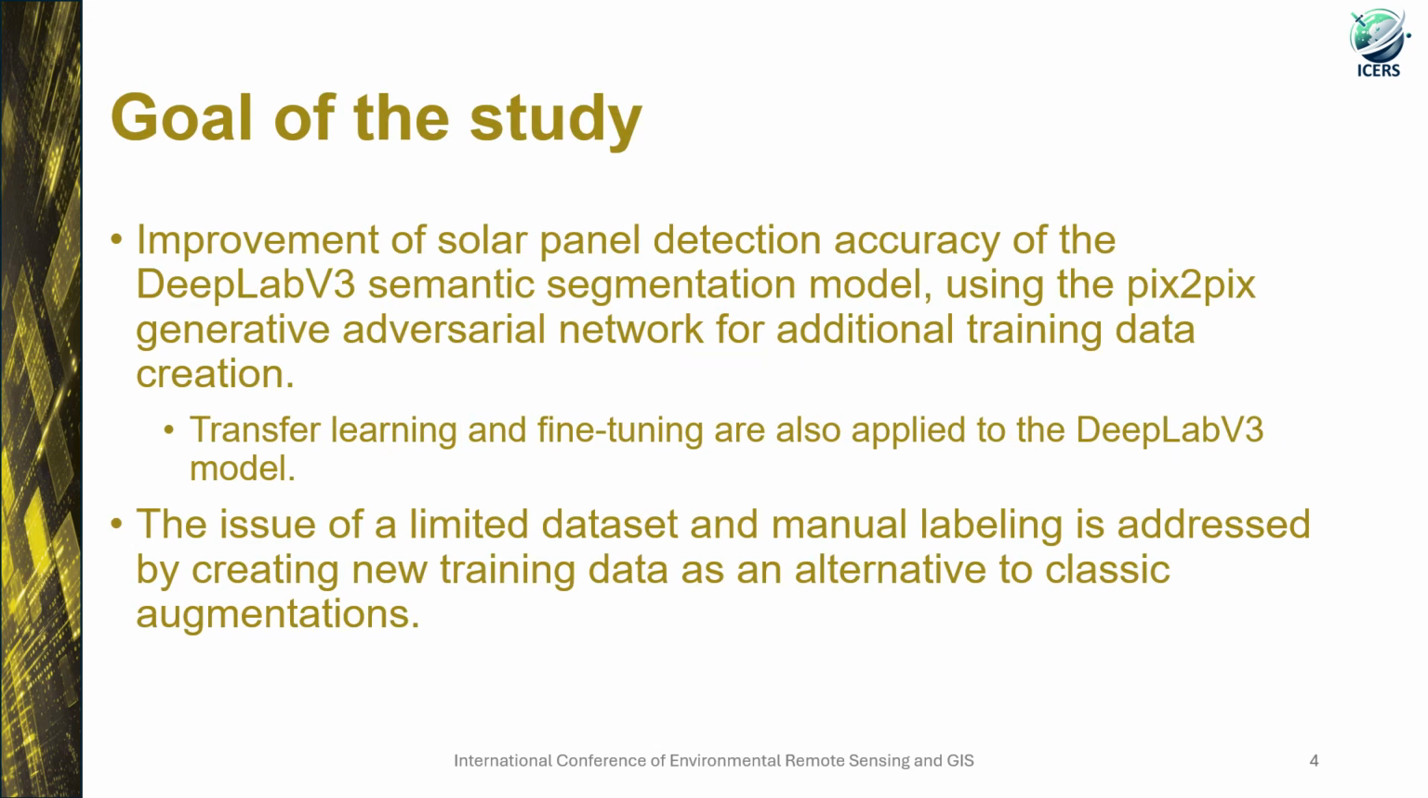Therefore, this study aims to leverage the Pix-to-Pix Generative Adversarial Network model for additional training sample generation from existing limited data and improve the solar panel detection accuracy of the DeepLab v3 semantic segmentation model. Transfer learning and fine-tuning techniques are also applied to the DeepLab model. Also, the issue of limited data is being addressed, avoiding the manual creation of new data and using the newly generated synthetic images as an alternative to classic augmentations.